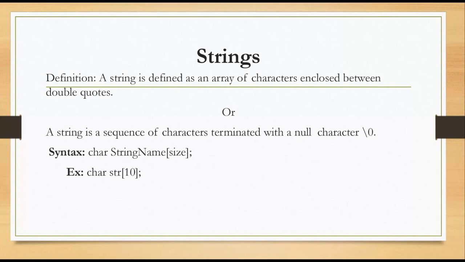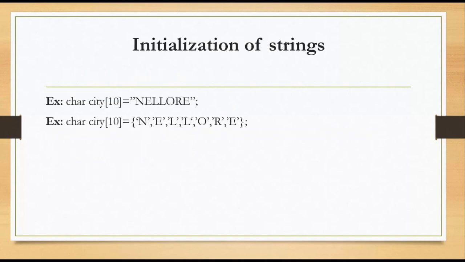And we can initialize the string in 2 ways. One is we can enclose the string within the double quotes, or we can initialize the values singly by enclosing them within single quotes, and each character needs to be separated with a comma symbol. And either way we can specify the size, or we cannot specify the size. Without specifying the size, the compiler automatically, based on the number of characters, allocates the memory for the string.